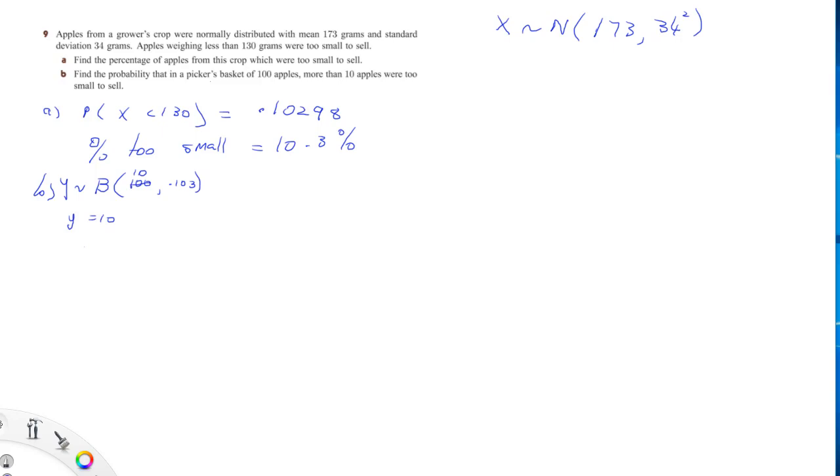So when I reread the question, find the probability that in a picker's basket of 100 apples, more than 10 apples were too small to sell. So if we work out the probability of 10 being too small to sell, then it's 1 minus the answer. So the main thing is the binomial distribution, and because it's binomial it's discrete data, you've got to put 0 in your calculator. So let's get up the calculator.